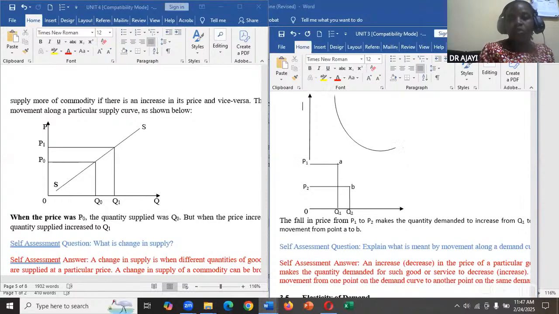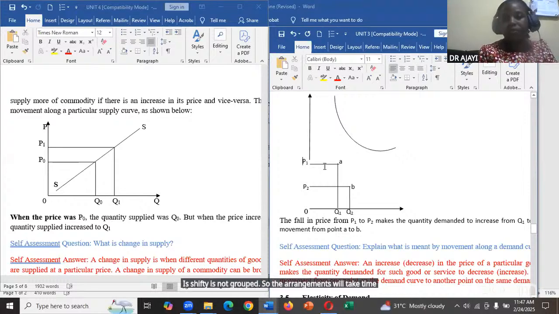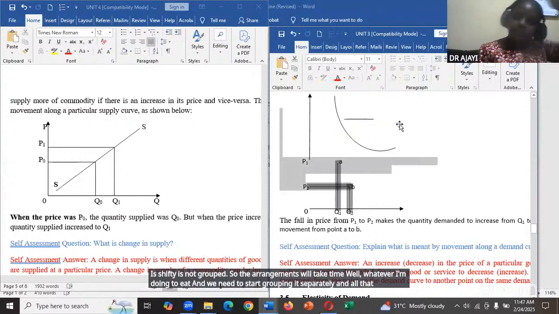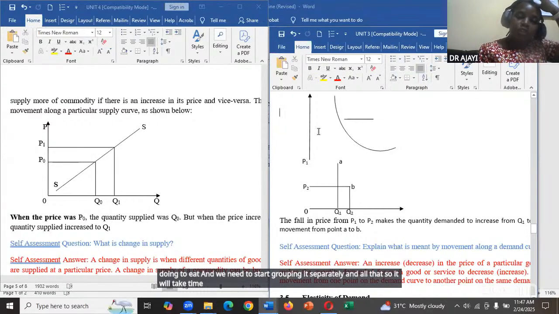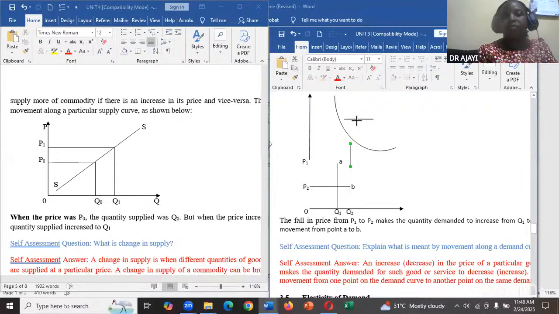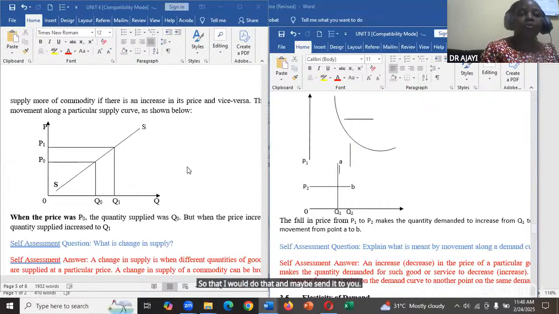It's not grouped, so the arrangement will take time. But whatever I'm doing to it, I will need to start grouping it separately and all that. So it will take time. The graph is not grouped and I cannot start drawing it now. So I will do that and maybe send it to you.